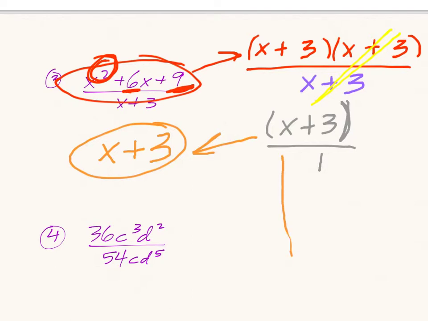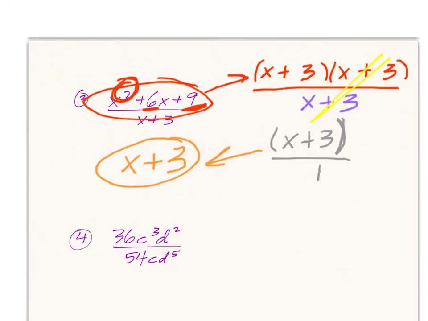Let's go ahead and do number 4. Everything here is multiplied together. So everything is fair game for canceling. Nothing is restricted.